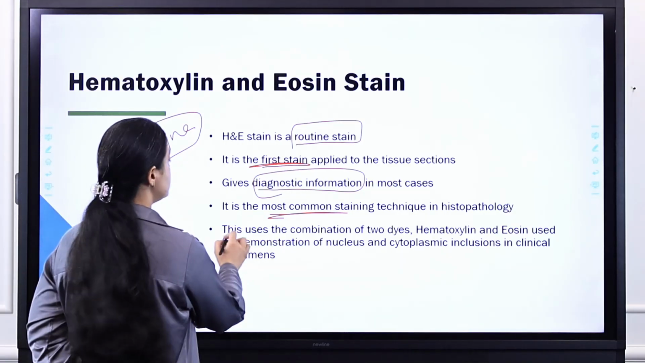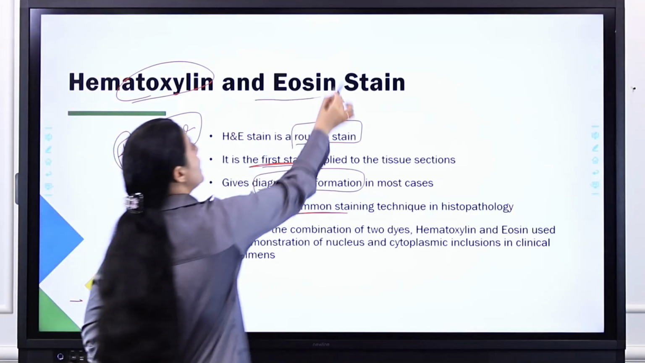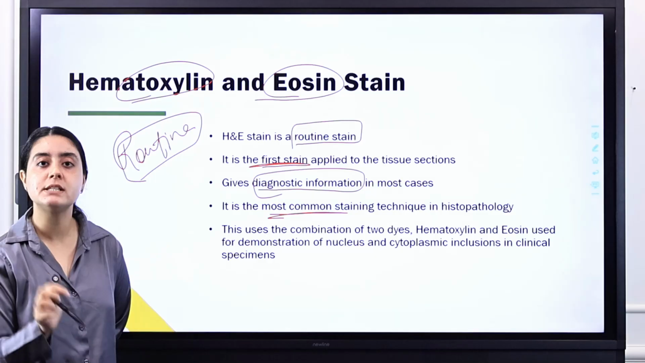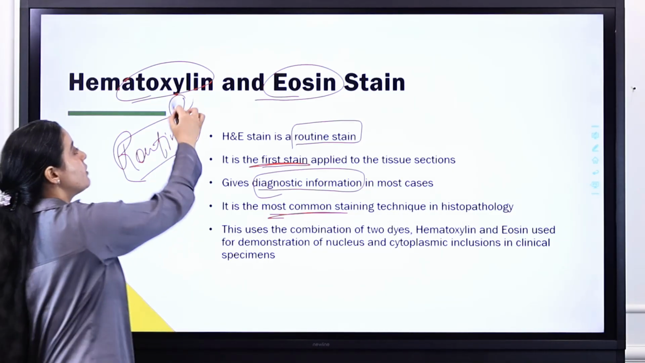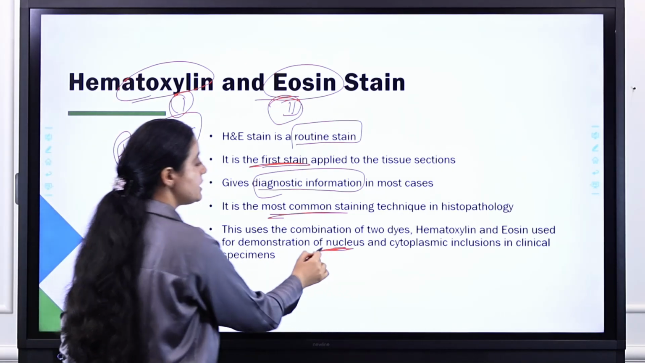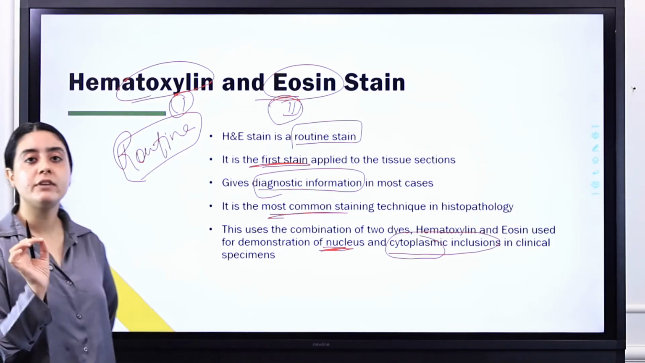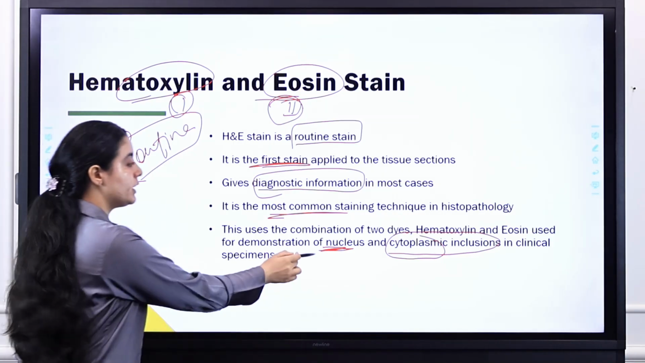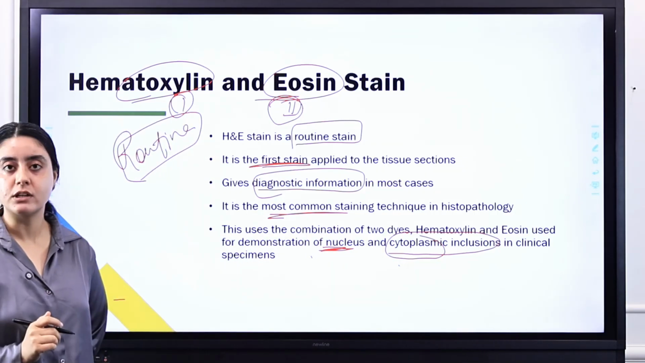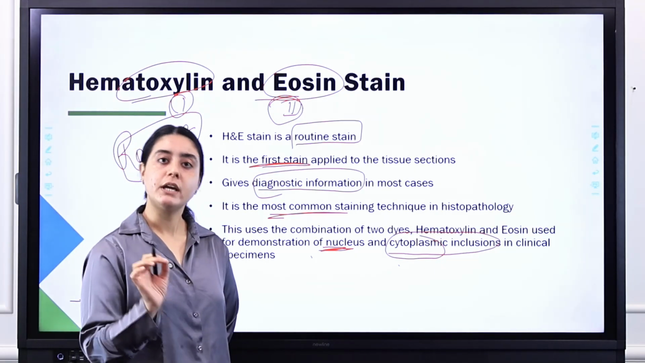This uses a combination of two dyes, hematoxylin and eosin. They give different colors to the different components present in the tissues. H&E stain is done particularly for the demonstration of nucleus and cytoplasmic inclusions in the clinical samples we receive in our laboratory.